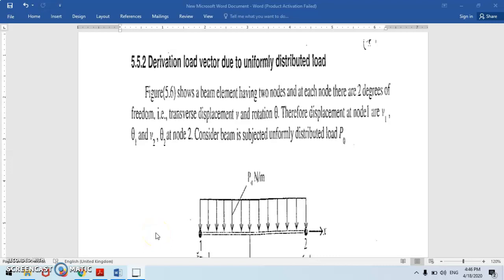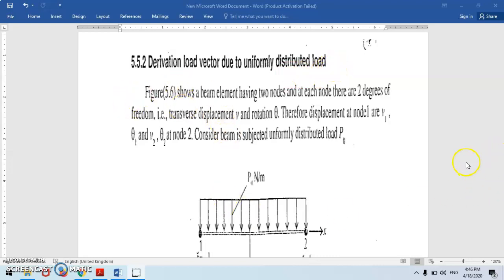Hello everyone. Today we will be going through the derivation of the load vector due to uniformly distributed load, which is also known as traction force. The derivation for traction is also the same, and the load vector due to uniformly distributed load is also the same.